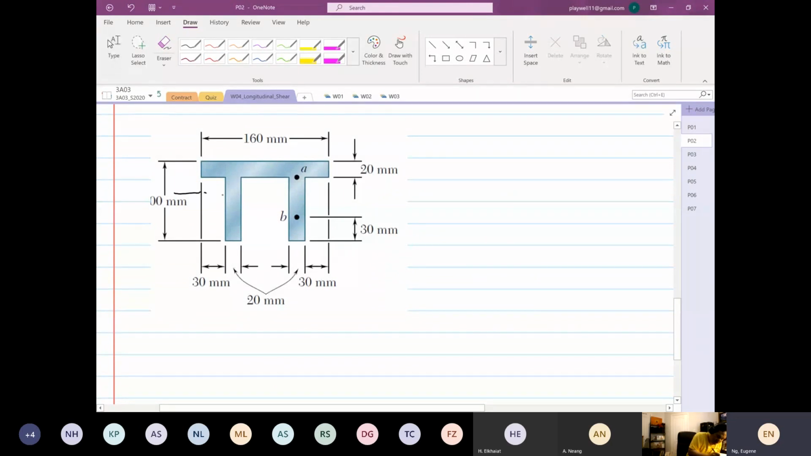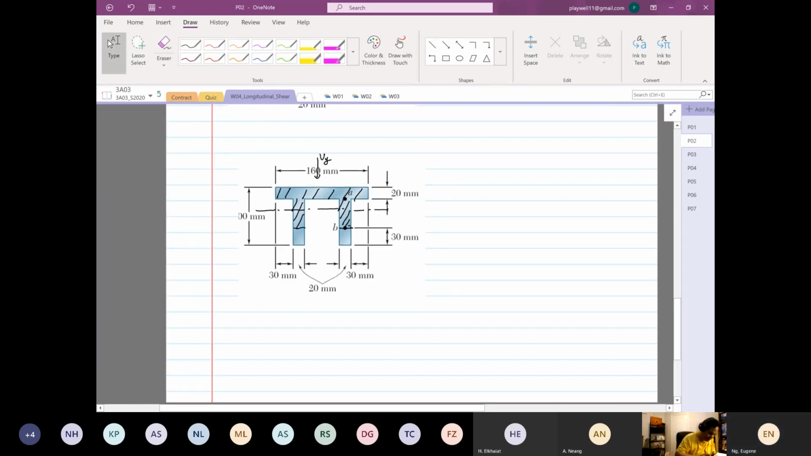If we were to start from the top, so if this is our section, hey, learn now, okay? It's okay to make mistakes. I want you to make mistakes, and we learn now, more important than you learn during your final exam, then you don't. If we start from the top, we have to take the first moment of area at point B, you have to take this region, yes or no? What is the problem with that?